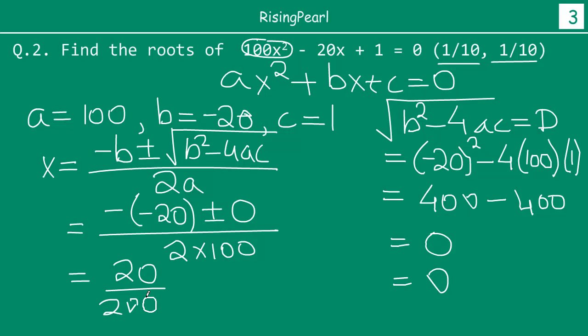Right? 200 because 2 times 100. So 10 cancels off. 2 ones are 2, ones are 1, 2 tens are 20. So 1 by 10. So we see that when discriminant is 0, square root of the discriminant is also 0. Right? If d is 0, square root is also 0. And then we have one root. And that root is 1 by 10, which is exactly what we have seen earlier, 1 by 10.